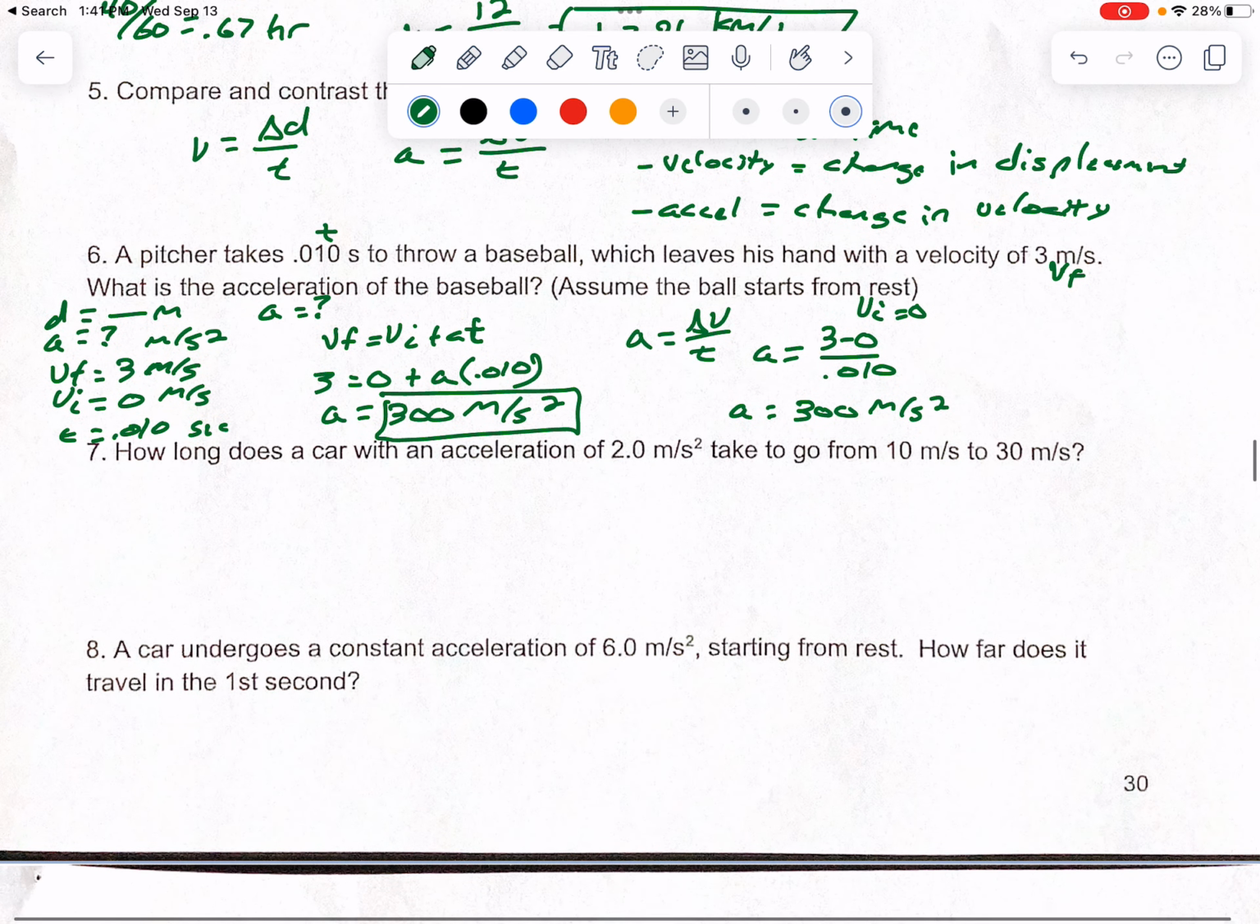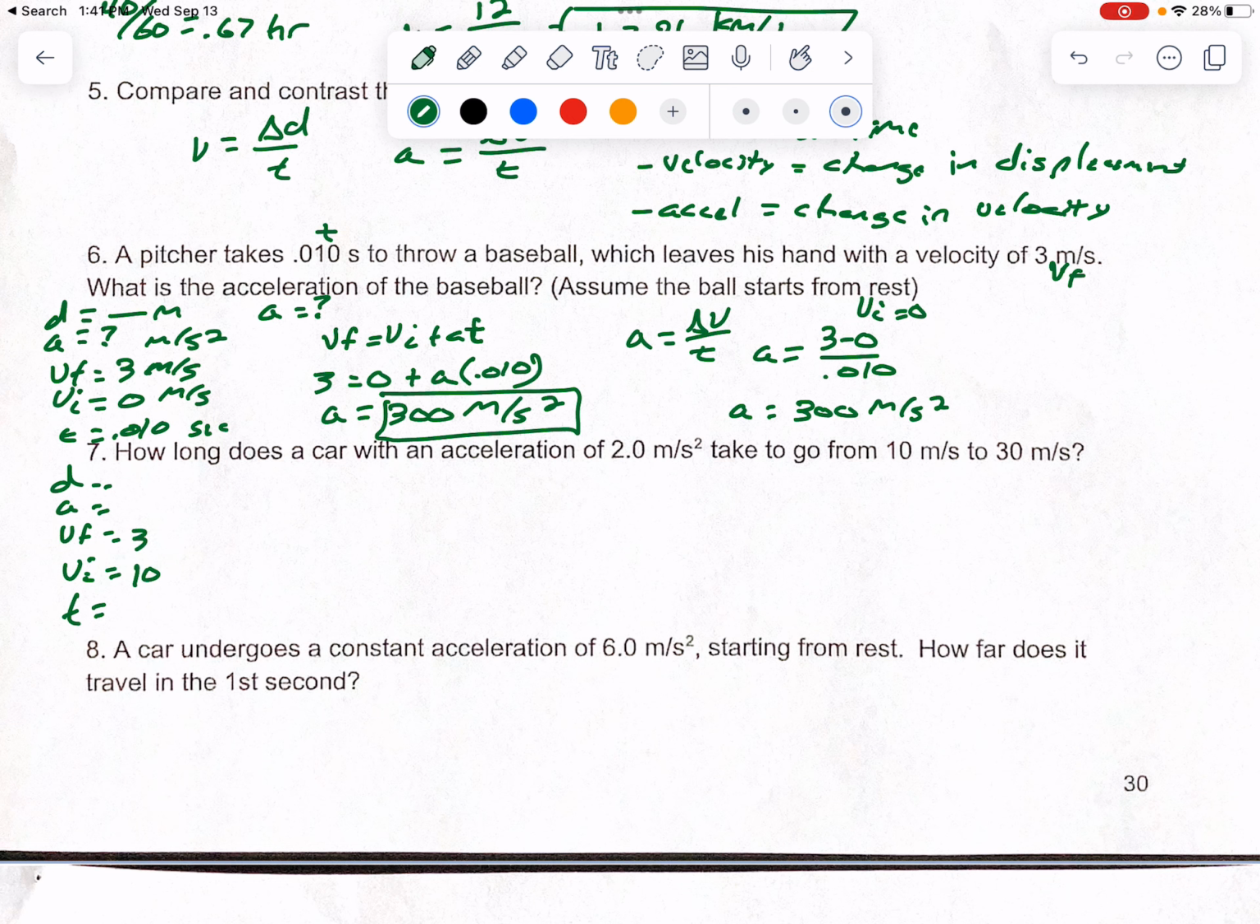7, how long does a car with an acceleration of 2 meters per second squared take to go from 10 meters per second to 30 meters per second? So again, you could do this both ways. I'm just going to stick with DAFFT on this one, but if you do it the other way, that's totally fine. Okay, 10 meters per second would be my initial. 30 is going to be my final.